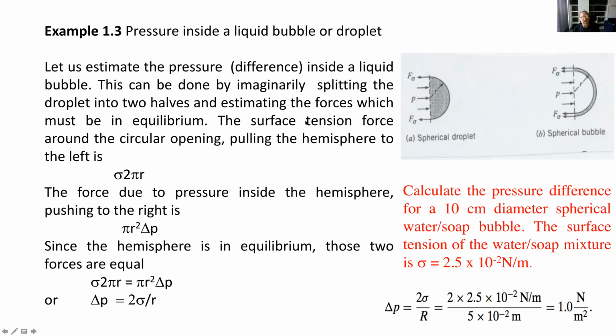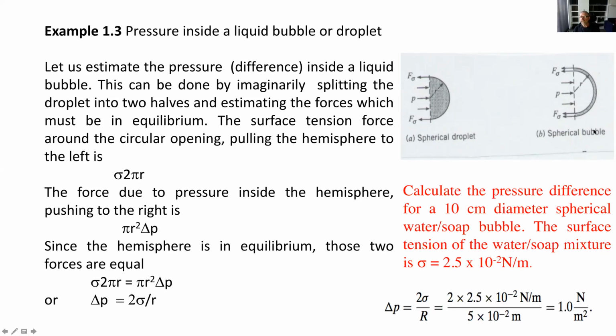So the length of the circle is 2 pi r, times sigma. So that's the force F sigma that is pulling the bubble together, okay? What is trying to push the bubble to the sides is the pressure. The pressure, which is a pressure difference, is acting on the whole area, which is pi r squared. So these two forces should be equal. We put them equal, and then we find out that delta P must be equal to 2 sigma over the radius. Okay, very simple.